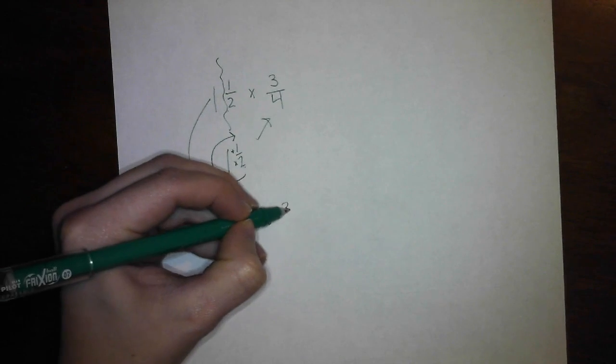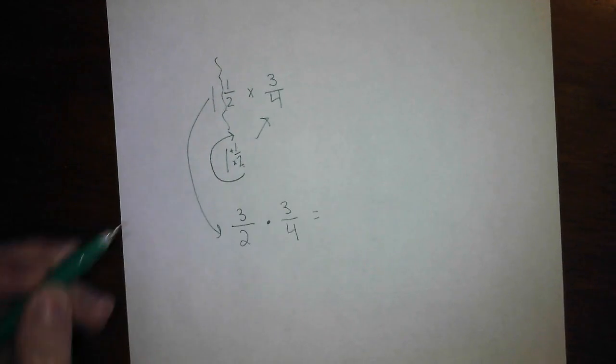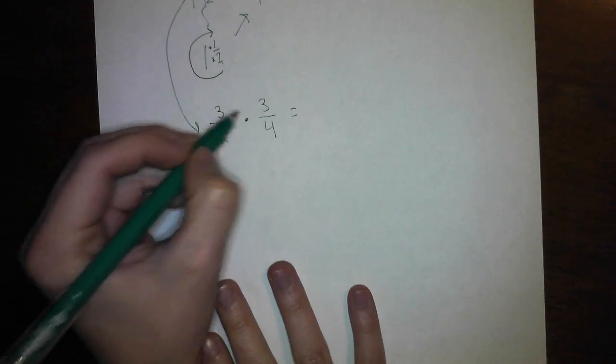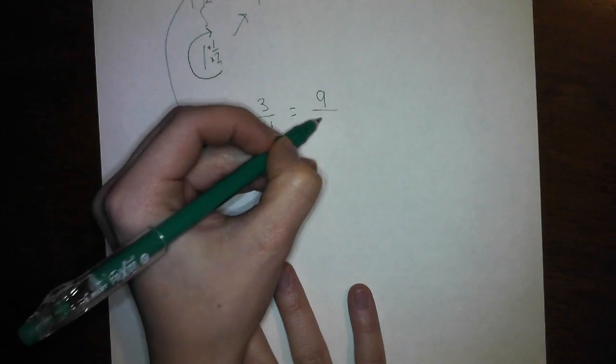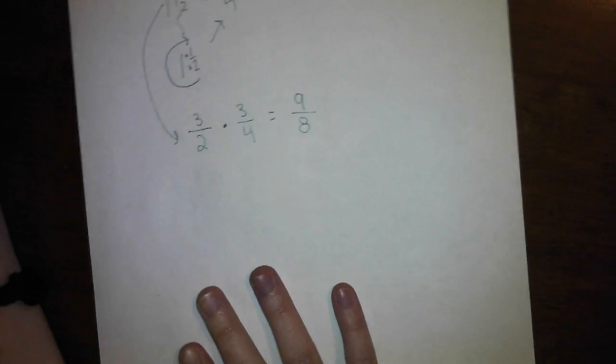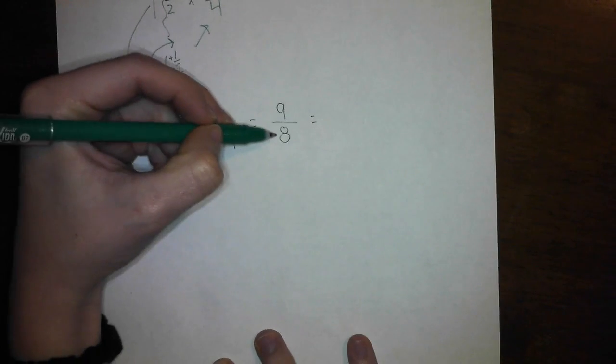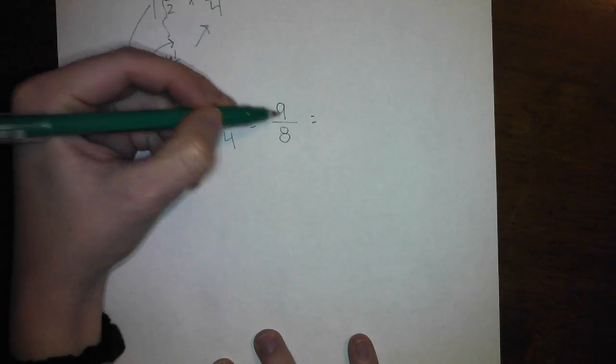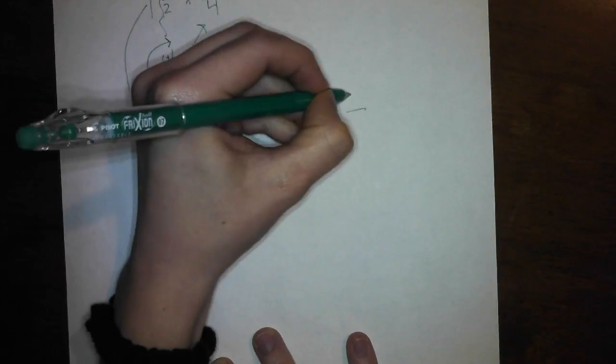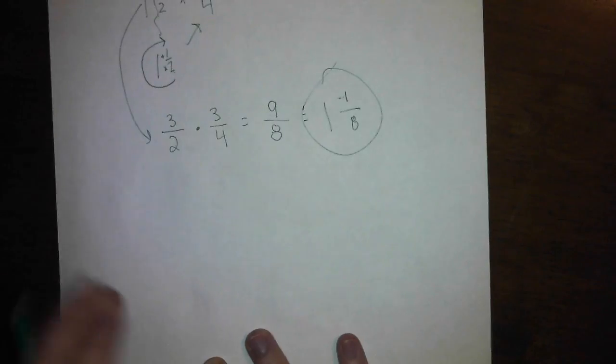So 3/2 times 3/4. Now we can multiply correctly. 3 times 3 is 9. 2 times 4 is 8. To put it in its final form, we'll convert this to a mixed number. 8 goes into 9 one time, and we have 1/8 left over, just as a general review.